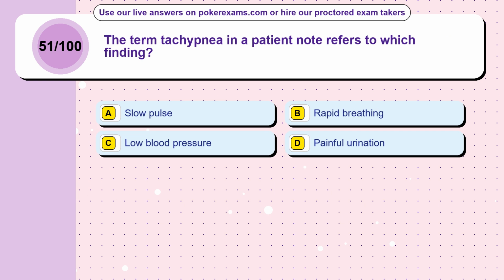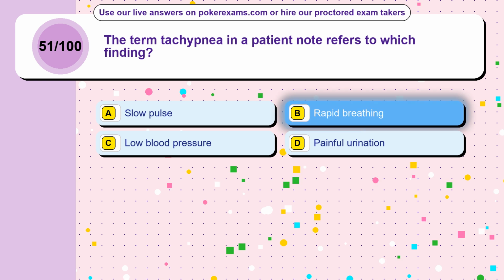Question 51. The term tachypnea in a patient note refers to which finding? Option A. Slow pulse. Option B. Rapid breathing. Option C. Low blood pressure. Option D. Painful urination. The correct answer is option B.